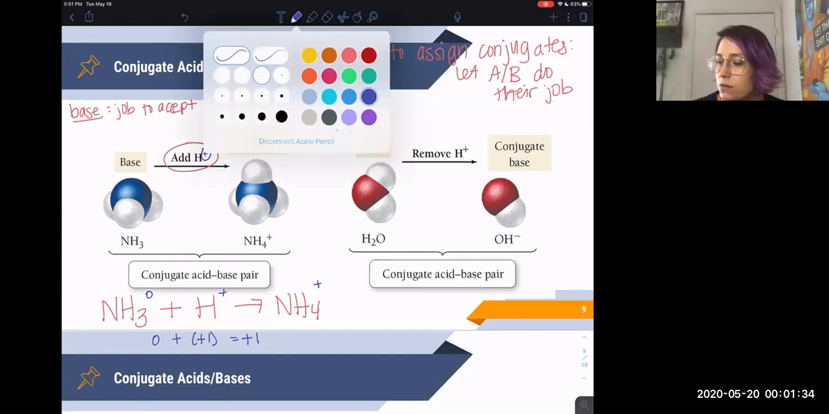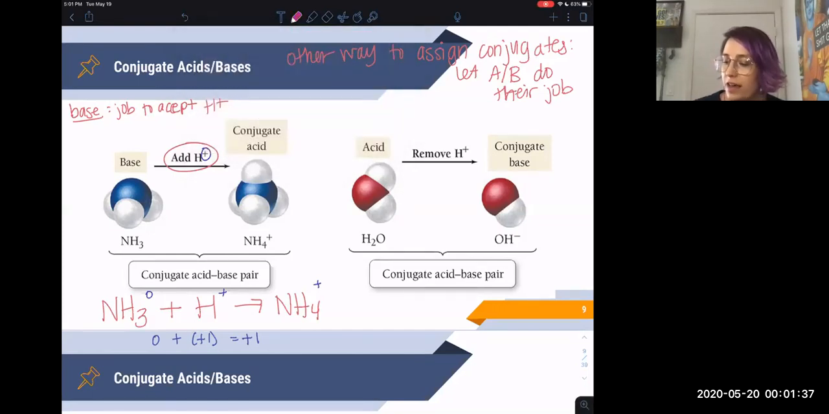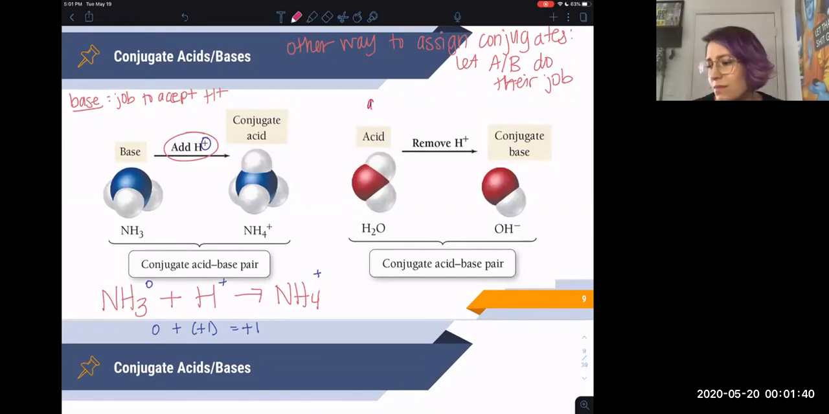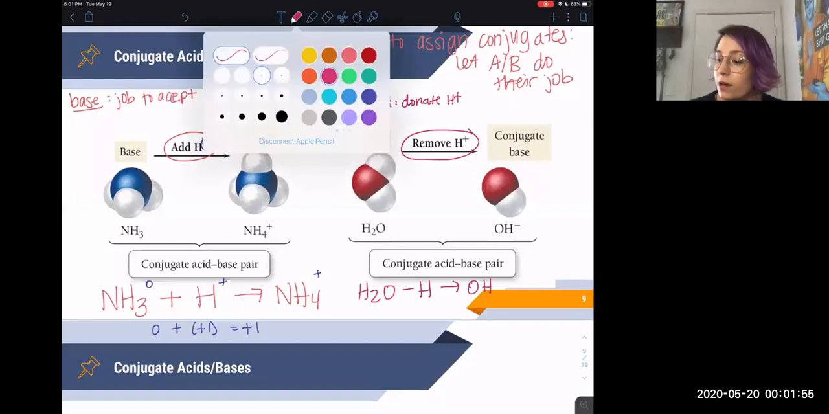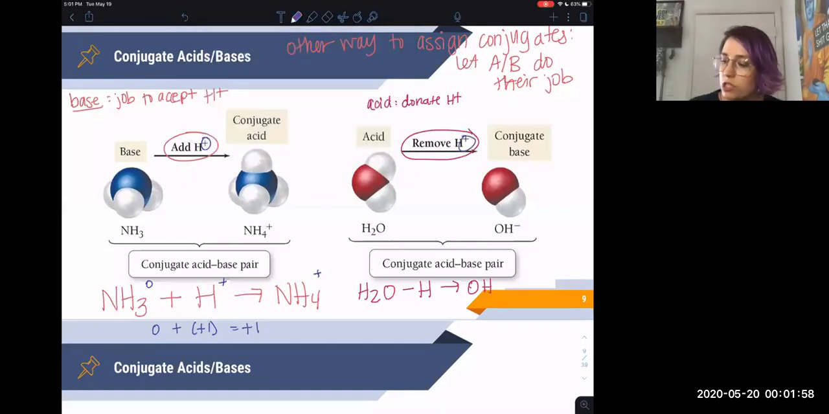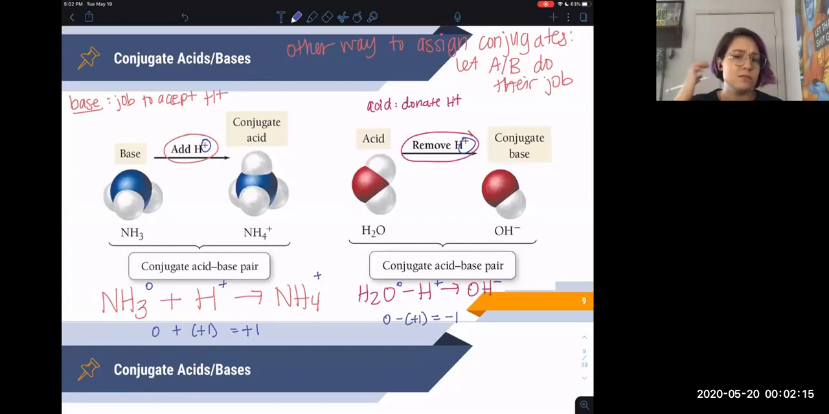Same thing we can do for our conjugate acid. Let the acid do its job. Acid has one job: donate H plus. So we're going to remove H plus. So you have H2O minus H gives you OH. Then we have to think about our charge. What's the charge on water? 0. Charge on H plus, so 0 minus +1 is -1. Get a number line out if you need to. It's fine. Do what you got to do.